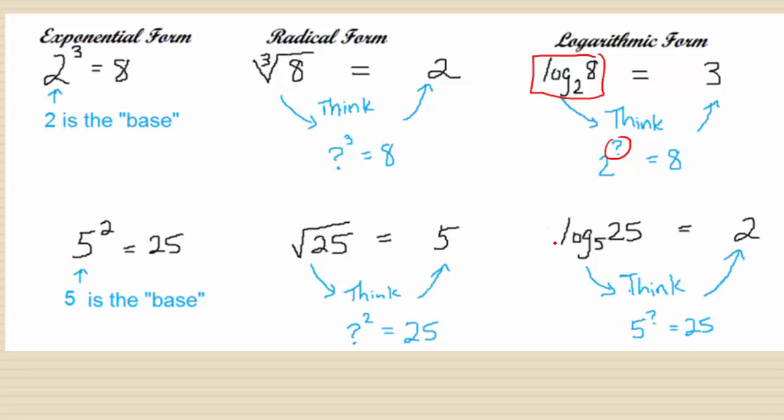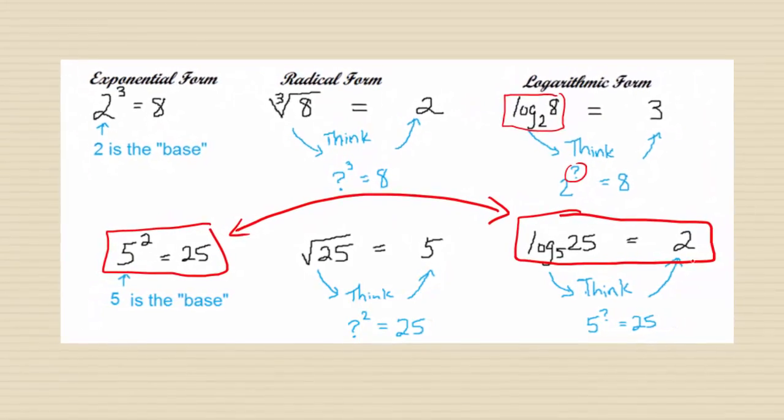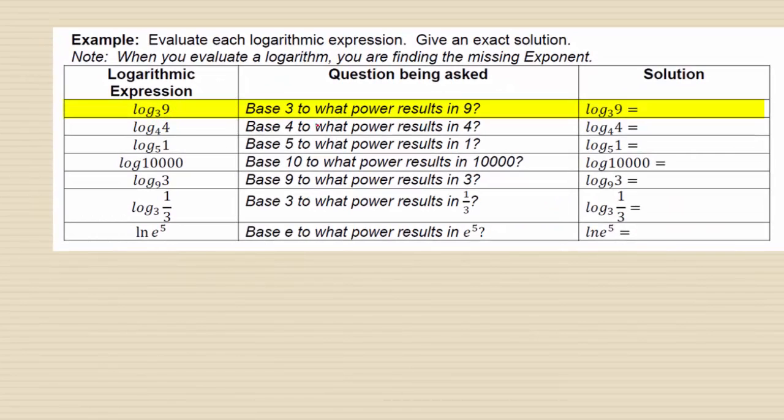The third power. Log base 5 of 25, you're thinking, what power do you raise 5 to get 25? The second power. Okay, and you see that 5 squared equals 25 and log base 5 of 25 equals 2 are related to each other. They mean the same thing. It's a fact family. For example, log base 3 of 9. The question that's asking is base 3 to what power results in a 9? We're always looking for the power when we're finding a log. So what's the answer to that? 2. And the reason why is because 3 squared is equal to 9, right?